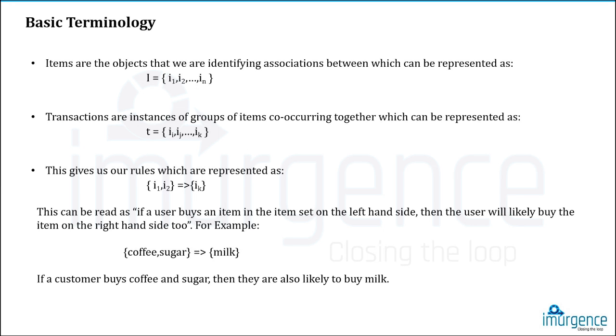So transactions are instances of a group of items co-occurring together, which can be represented as T is equal to I1 to Ij, Ik. This gives us a rule which is represented as I1, I2 implies Ik. This can be read: if a user buys an item in the item set on the left hand side, then the user will be likely to buy the item on the right hand side too. So for example, coffee and sugar bought together, the probability is high that the customer will buy milk, but we need to give some numbers against this that will come in the next table, right?